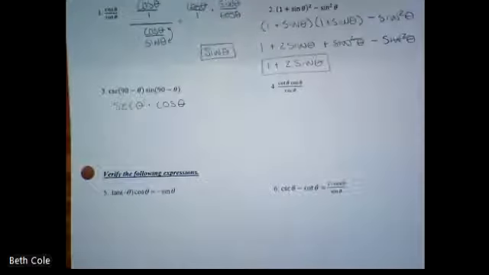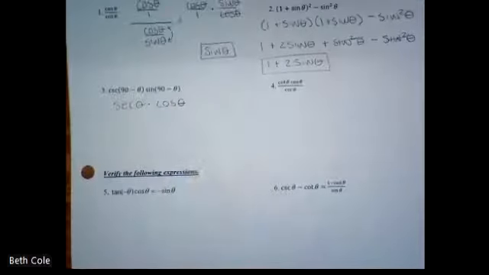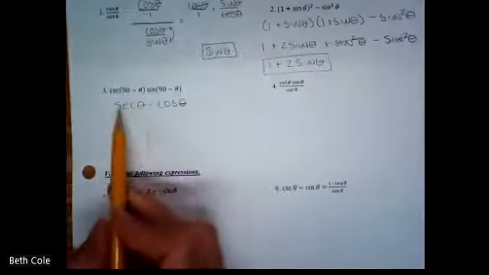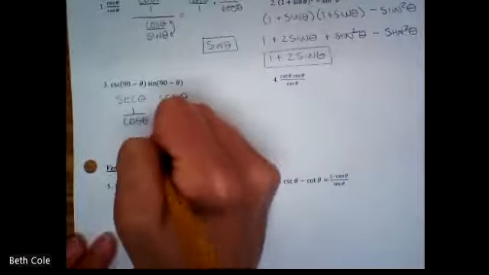So again, it's a series of replacements. We replace this with secant, we replace this with cosine. Now I'm going to do another replacement. What can I replace secant with? That's 1 over cosine times cosine. They cancel, and so what's your final answer to the whole thing? 1, which is kind of cool.